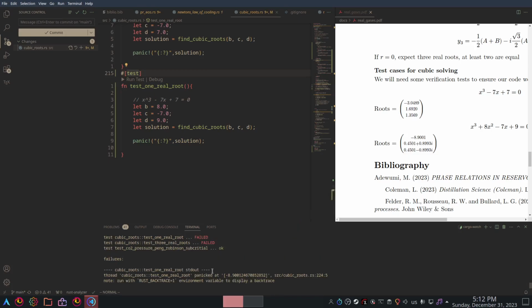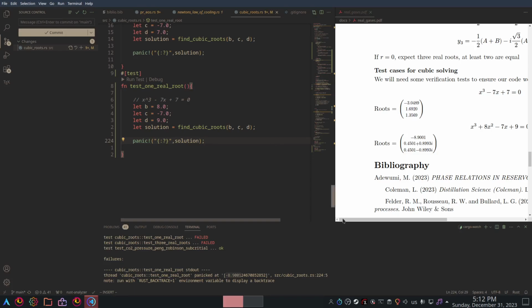Now when you do one real root, what do you get here? Minus 8.9001. And lo and behold, the real root here is minus 8.9001. That's the only real root we have. So if we have one real root, what should that root be? The root should be minus 8.9001.